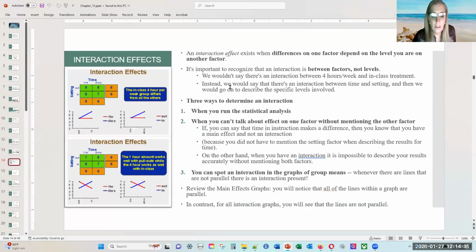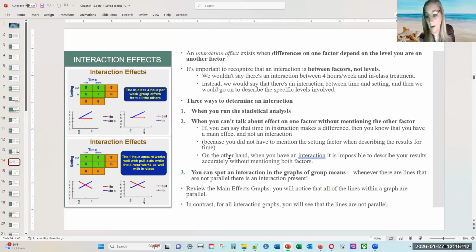So what do interaction effects look like? Well, interaction effects exist when differences on one factor depend on the level you are on another factor. It's important to know that an interaction is between the factors and not the levels. So we wouldn't say there's an interaction between 4 hours a week and in-class treatment. Instead, we would say that there's an interaction between time and setting, and then we would go on to describe the specific levels involved. There's three ways to tell if you have an interaction.